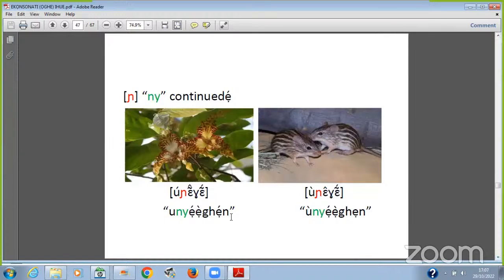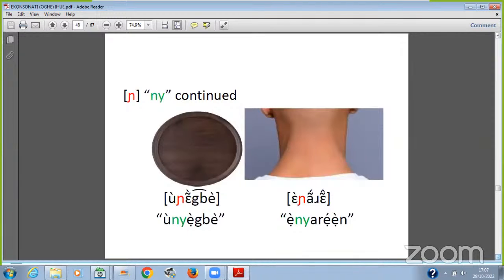And then Unyere. This is a plant that is called Unyere. And then you have the rat that is also called Unyere. The Ni. Then over there, Unyegbe, it's not the actual Unyegbe we used to have in Edo, but it resembles it. And then you have it in Enyae.